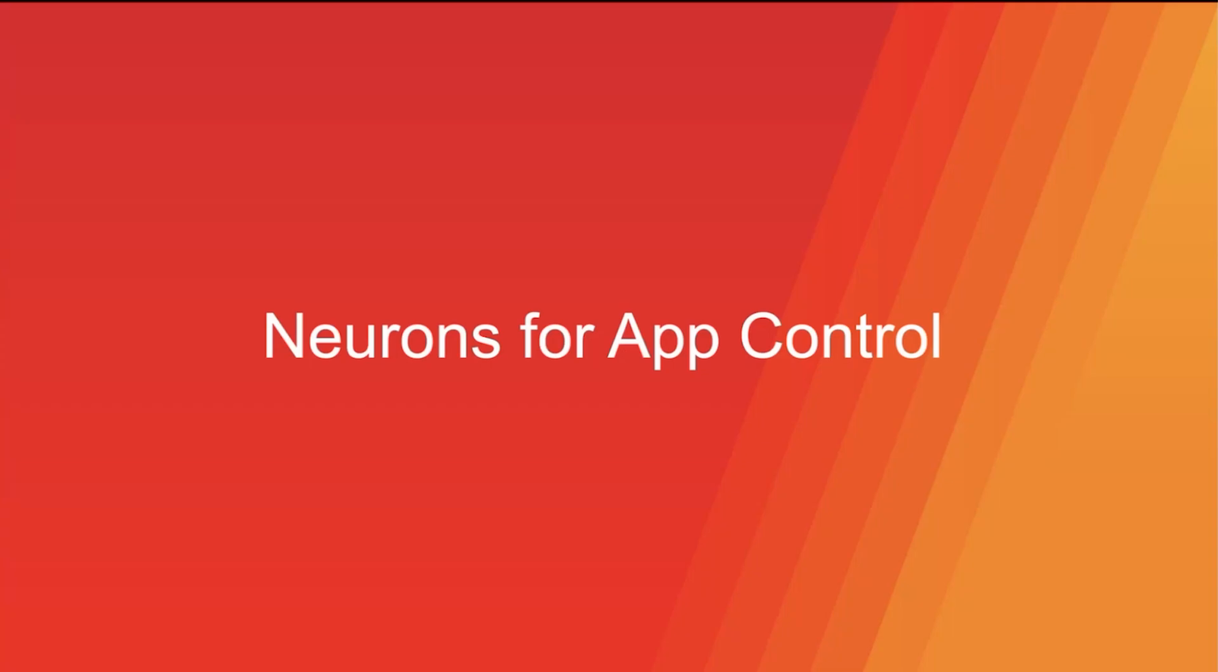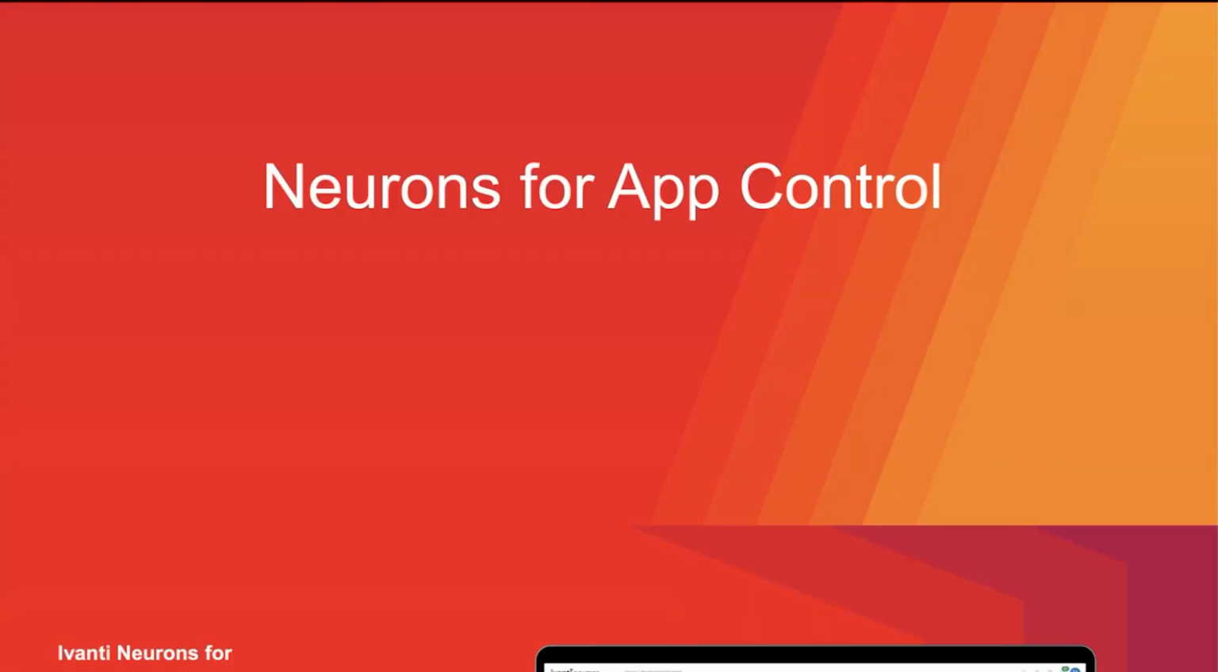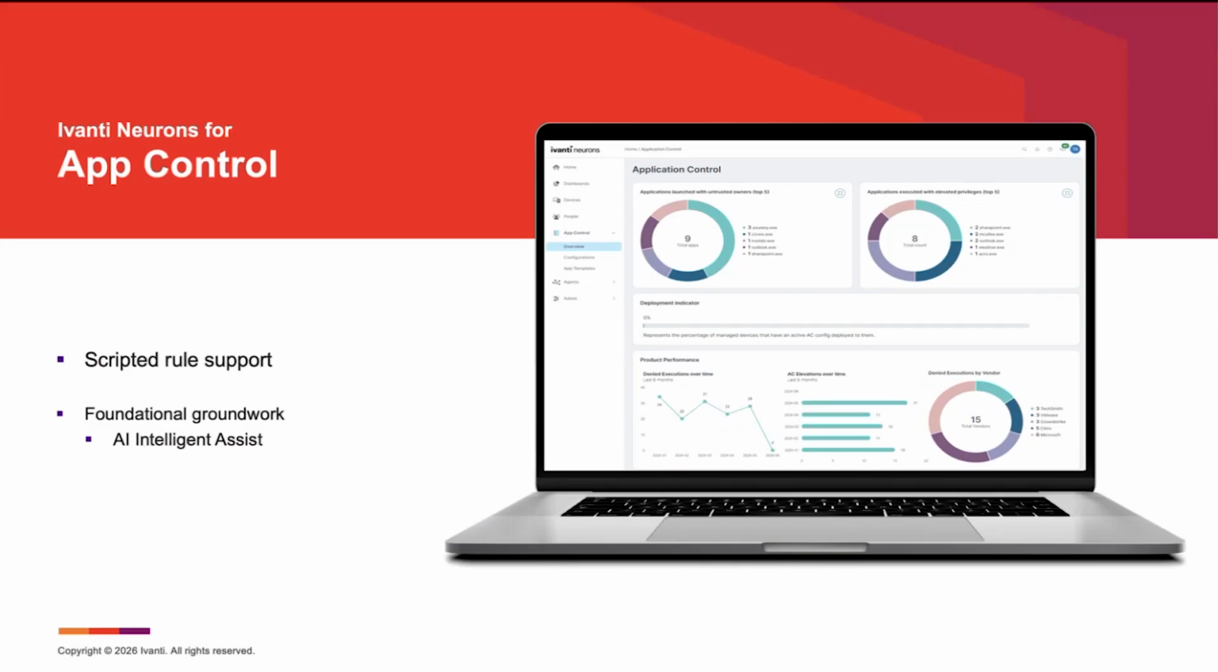So really, that rounds off Neurons for healing. Now Neurons for app control. We'll cover app control, and then we'll go into more of the on-prem UWM.